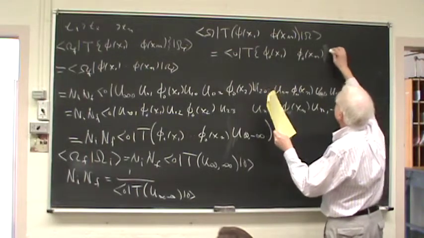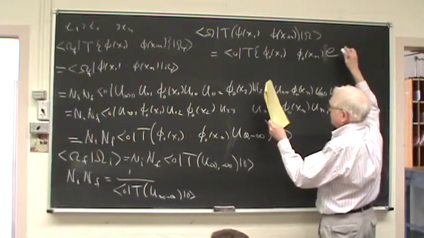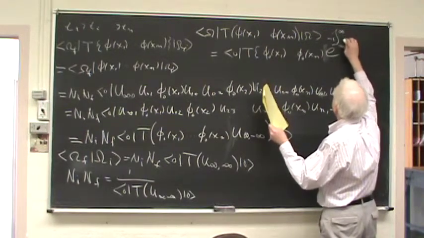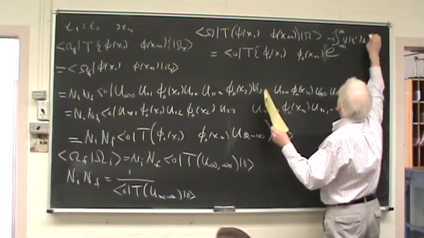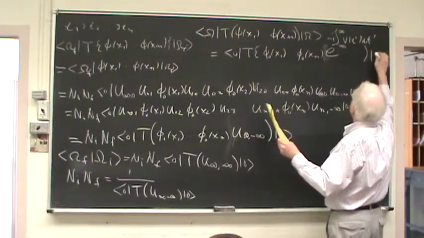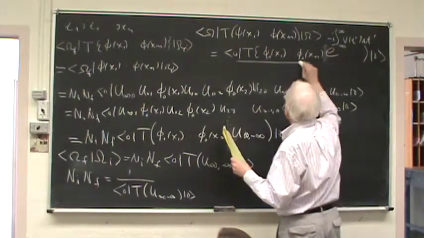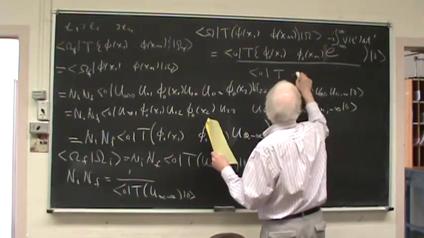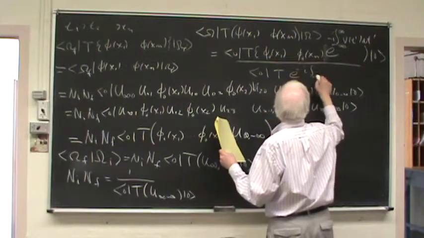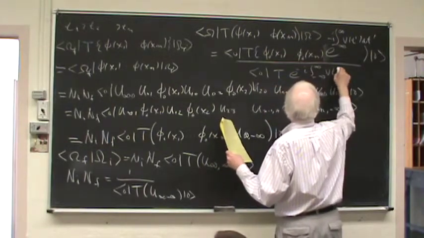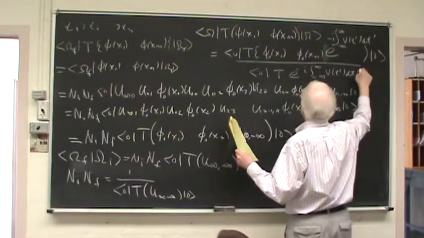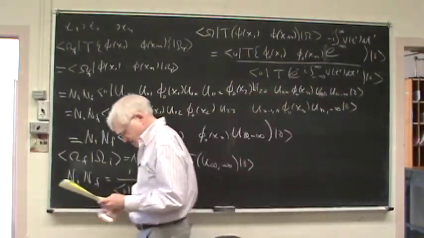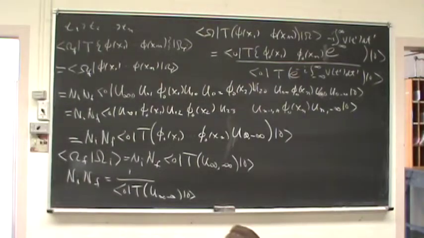U of infinity. Well, that big U is e to the minus i integral from minus infinity to plus infinity of V dt prime, closed time dependent, in 0, and then we have to divide by 0, time ordered product e to the minus i integral from minus infinity to plus infinity of V dt prime, 0. So that's our expression.